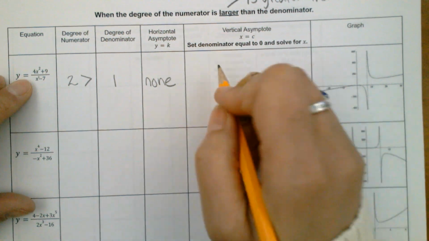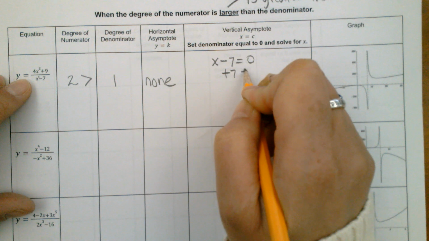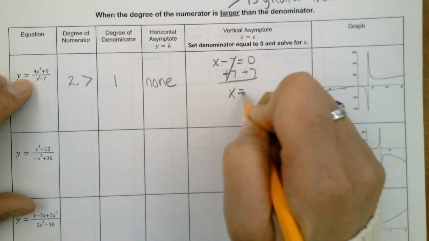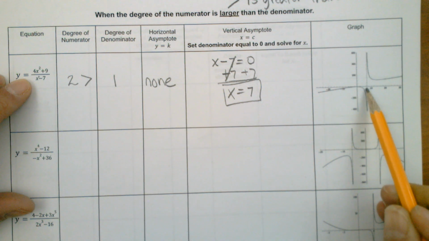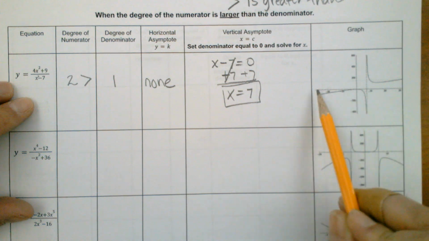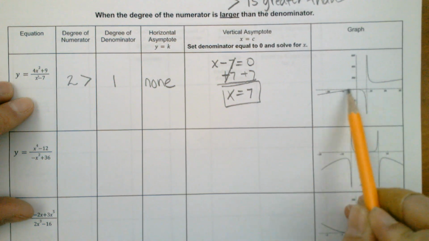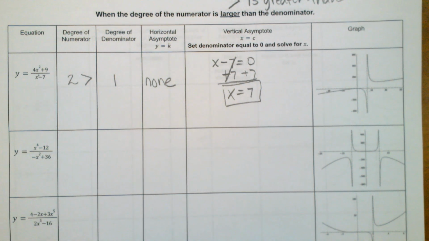Vertical asymptote, we're just going to take the denominator, again, same exact procedure, and solve. So x equals 7. As you can see, 7 is going to be right here. And as you notice for the horizontal, this is all going to be going down, that's going to be going up. So there is no horizontal, but we do have a vertical at x equals 7.